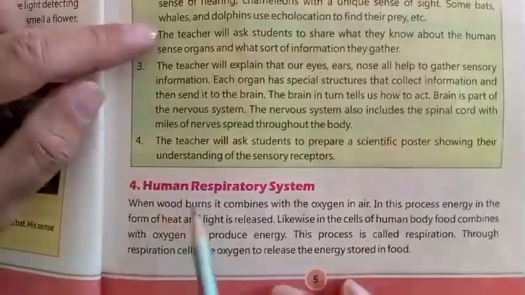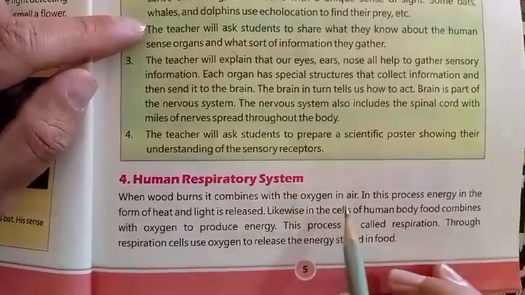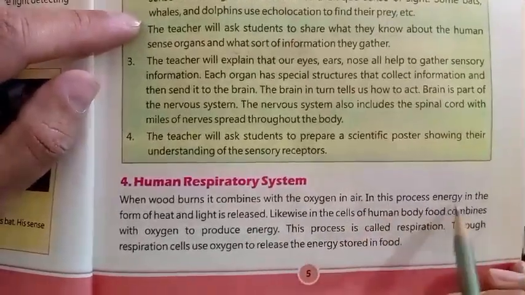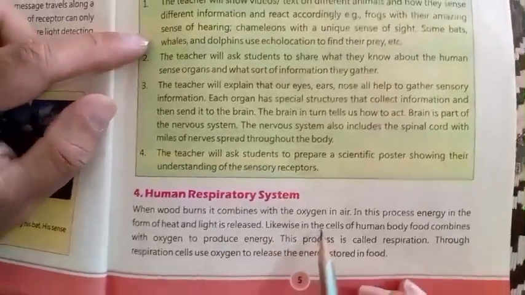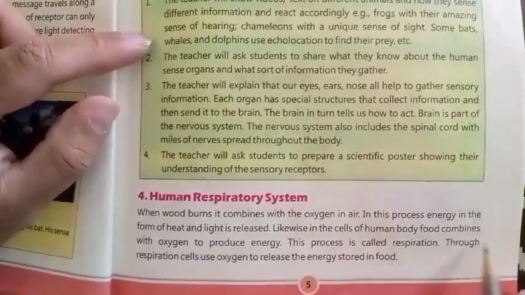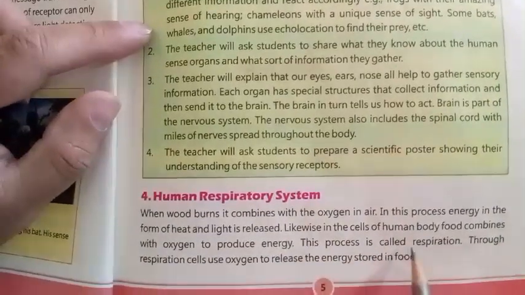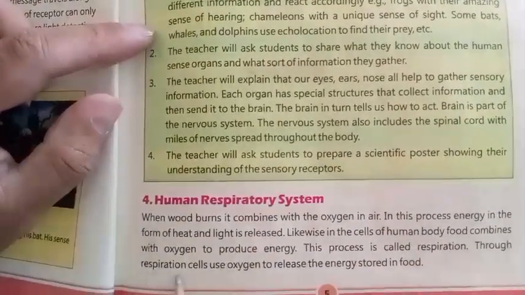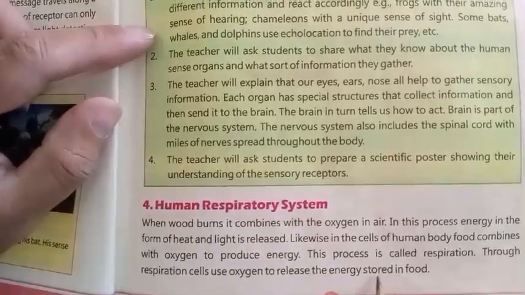Number 4, human respiratory system. When wood burns, it combines with the oxygen in air. In this process, energy in the form of heat and light is released. Likewise, in the cells of the human body, food combines with oxygen to produce energy. This process is called respiration. Through respiration, cells use oxygen to release the energy stored in food.